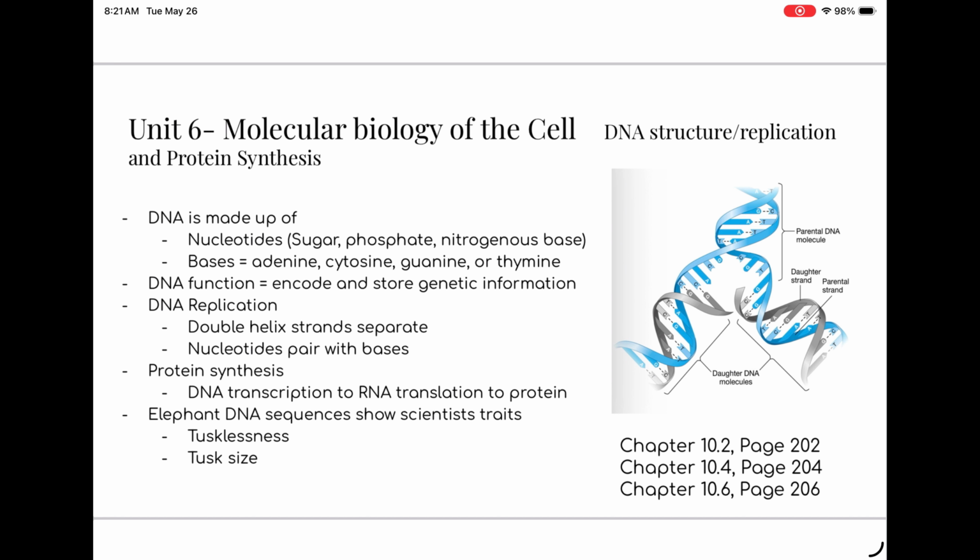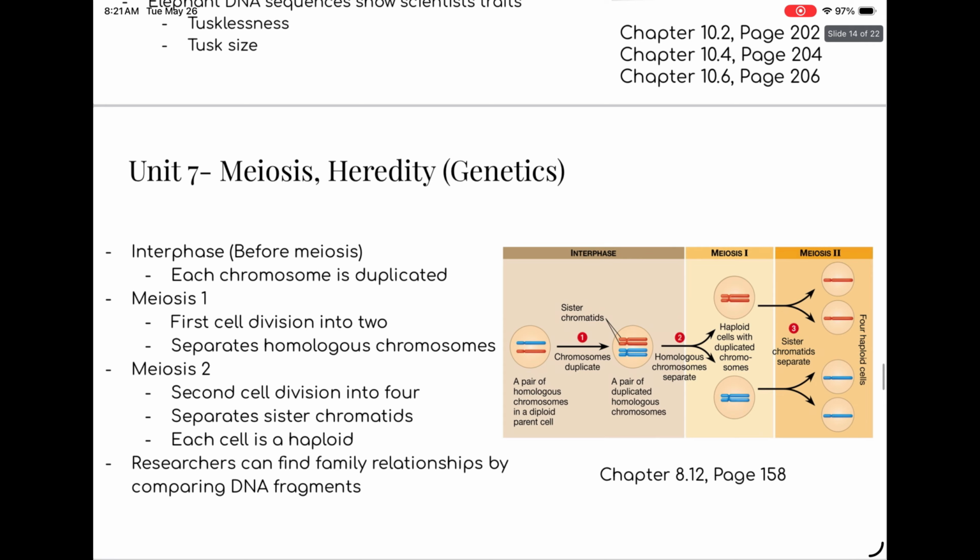During DNA replication, the double helix strands separate into 2, and nucleotides pair with bases, so they have to repair themselves to form 2 double helixes. In protein synthesis, the DNA is transcribed to RNA, and then the RNA is translated to protein. This connects back to elephants because elephant DNA sequences show scientists their traits. They could show their tuskless or their tusk size, and other traits.